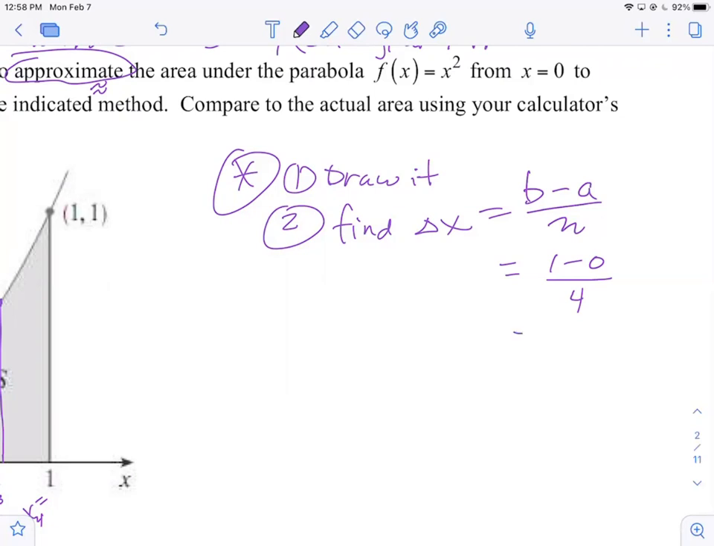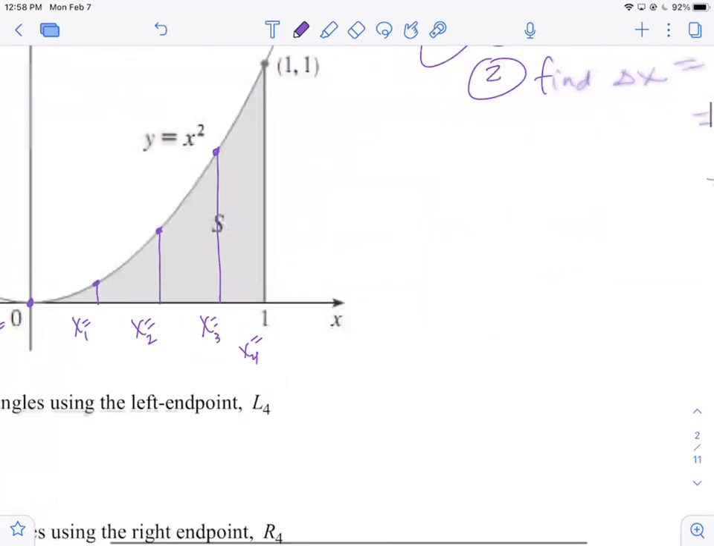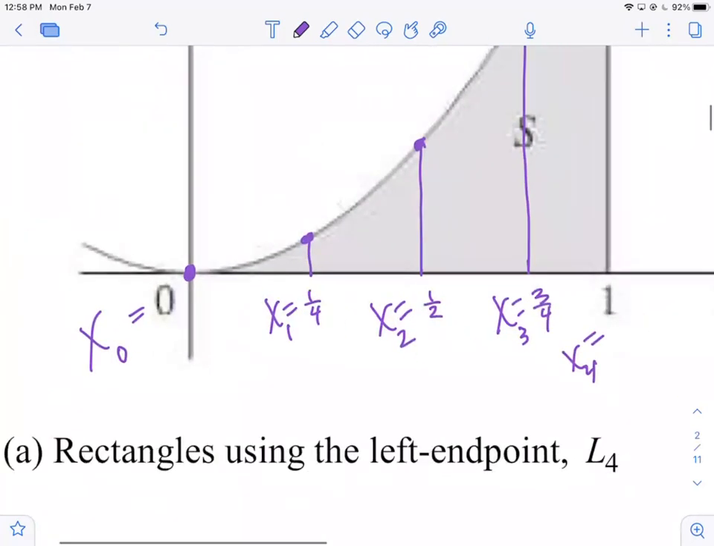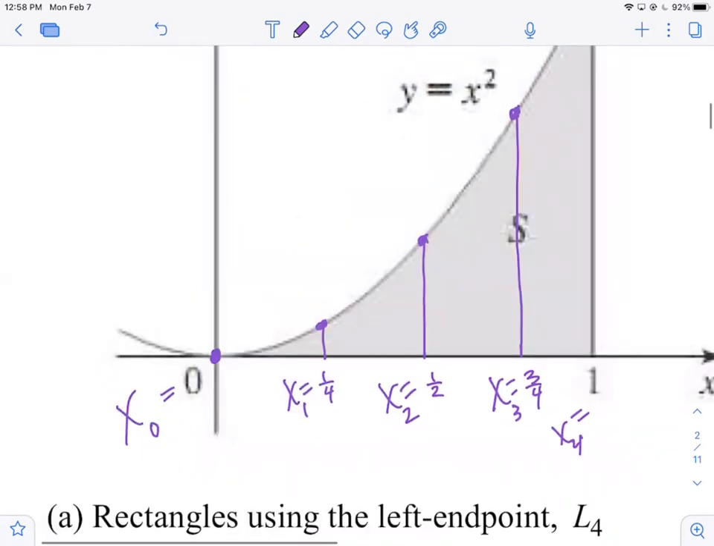All right, so now I know they're all a fourth away. I can come over here and label them. I'm starting at 0, and then I add a fourth to get the next one. 0 plus a fourth is 1/4, plus another fourth is 2/4 or a half, 3/4, and then 4/4, which is 1. Now I'm using fractions because this could be a no calculator question, but if you want to use decimals, 0.25, 0.5, 0.75, have a good time.